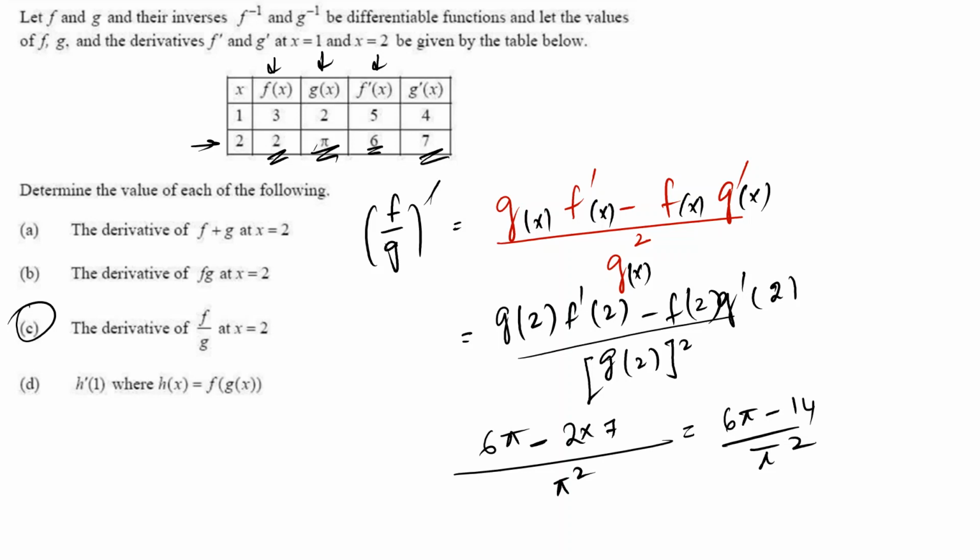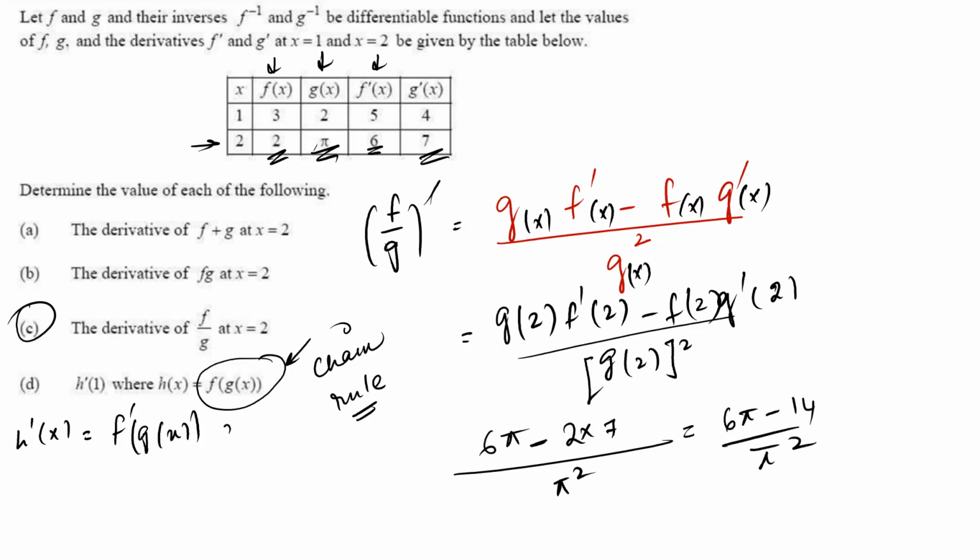Now the last part is to find h prime of 1, where h of x is f of g of x. Whenever f of g of x is written, it means we have to apply the chain rule of differentiation. Now what is h prime of x in this scenario? It means take the derivative of the outer function and then the derivative of the inner function. This is actually a formula.